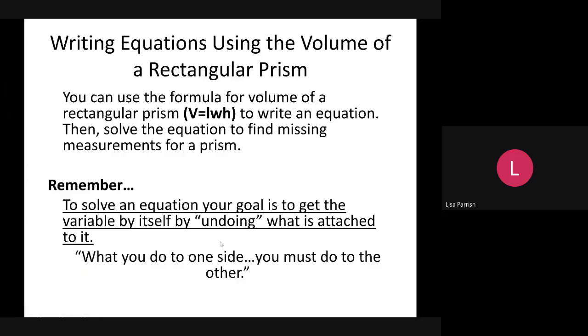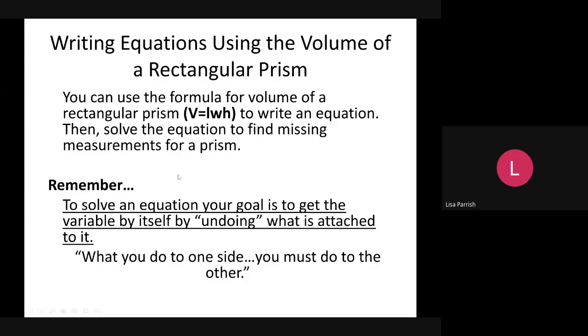All right, so let's talk about writing equations. It says you can use the formula for volume of a rectangular prism. Remember, our formula was volume equals length times width times height to write an equation. Then solve the equation to find missing measurements in a prism. Now, the formula is pretty easy. Like I said, you just multiplied the 3 numbers together. Not very complicated at all. Most of the kids I talked to said they found that to be very easy, and it is. You just multiply the 3 numbers and then write your answer with units cubed.